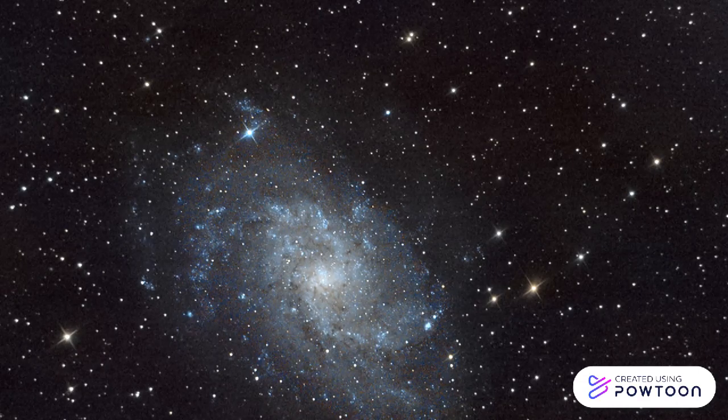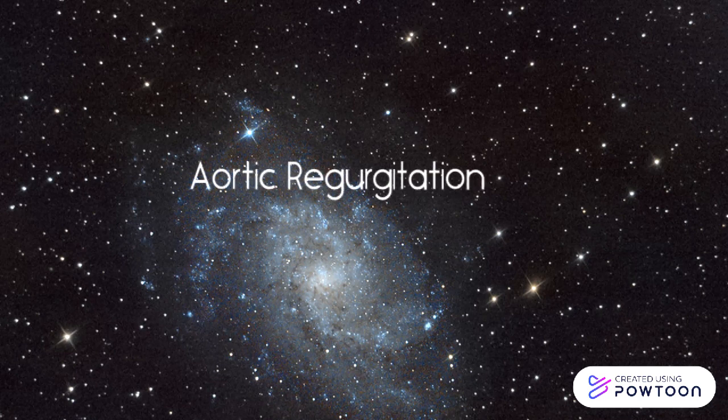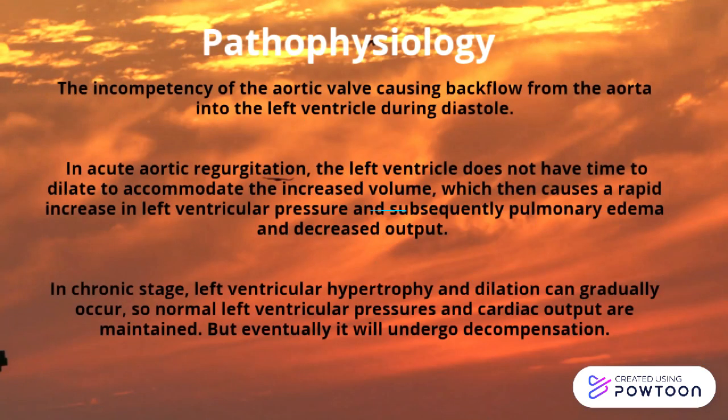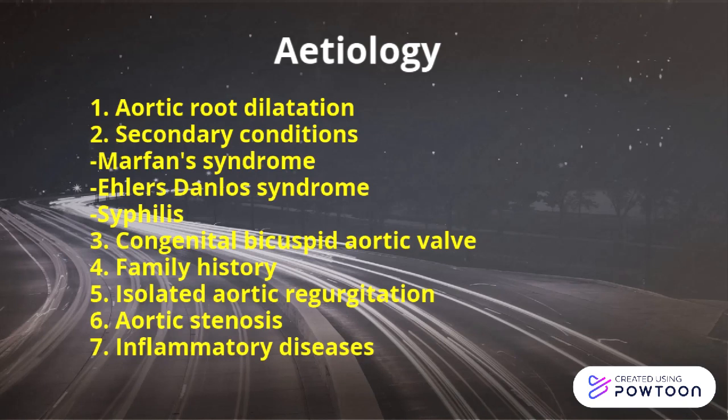Now let's head over to our next topic, which is on aortic regurgitation. So based on the pathophysiology, we know there is an incompetency of the aortic valve. Now this can be broken up into acute aortic regurgitation and chronic stage aortic regurgitation. As for the etiology, we can see there will be aortic root dilatation, secondary conditions, as the examples are stated: congenital bicuspid aortic valve, family history, isolated aortic regurgitation, aortic stenosis, and inflammatory disease.